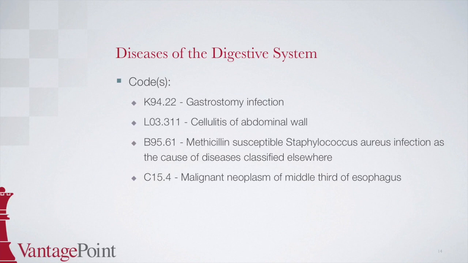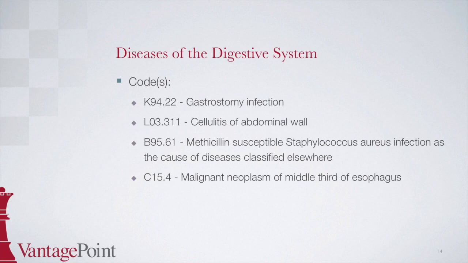We're not done yet because documentation also states that the organism responsible for the infection is Staph aureus. This codes to B95.61, methicillin susceptible Staphylococcus aureus infection as the cause of diseases classified elsewhere. To locate this code, start at infection in the alphabetic index, then locate staphylococcal, and then indented below is as cause of disease classified elsewhere, and then aureus, which points to B95.61, which you would then confirm in the tabular.